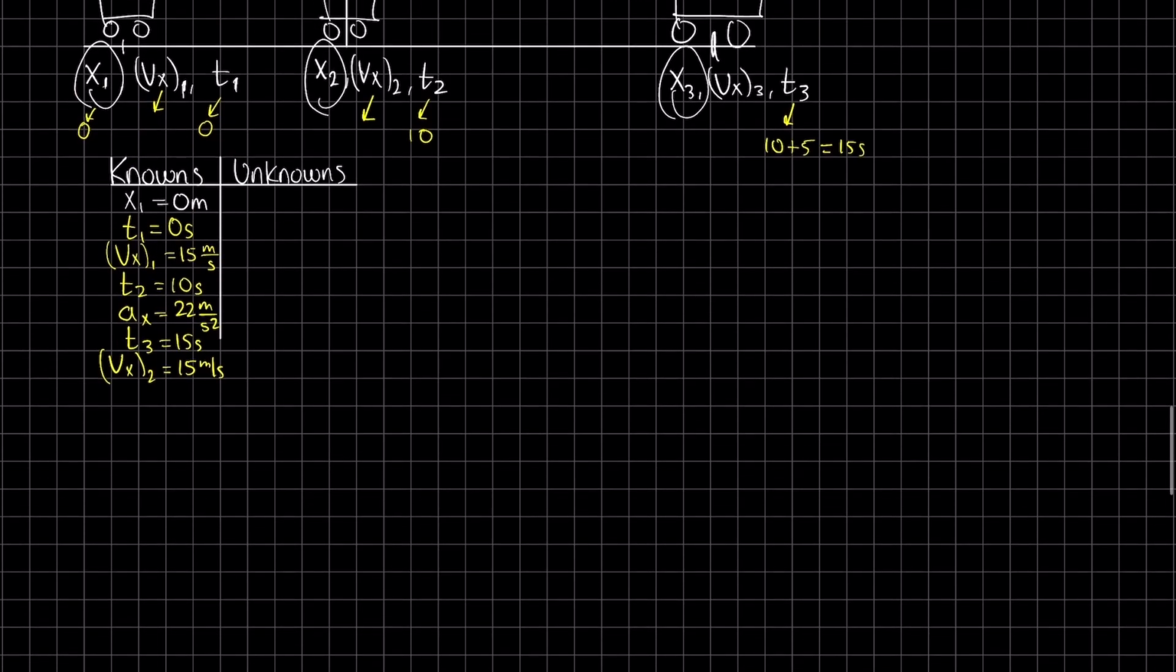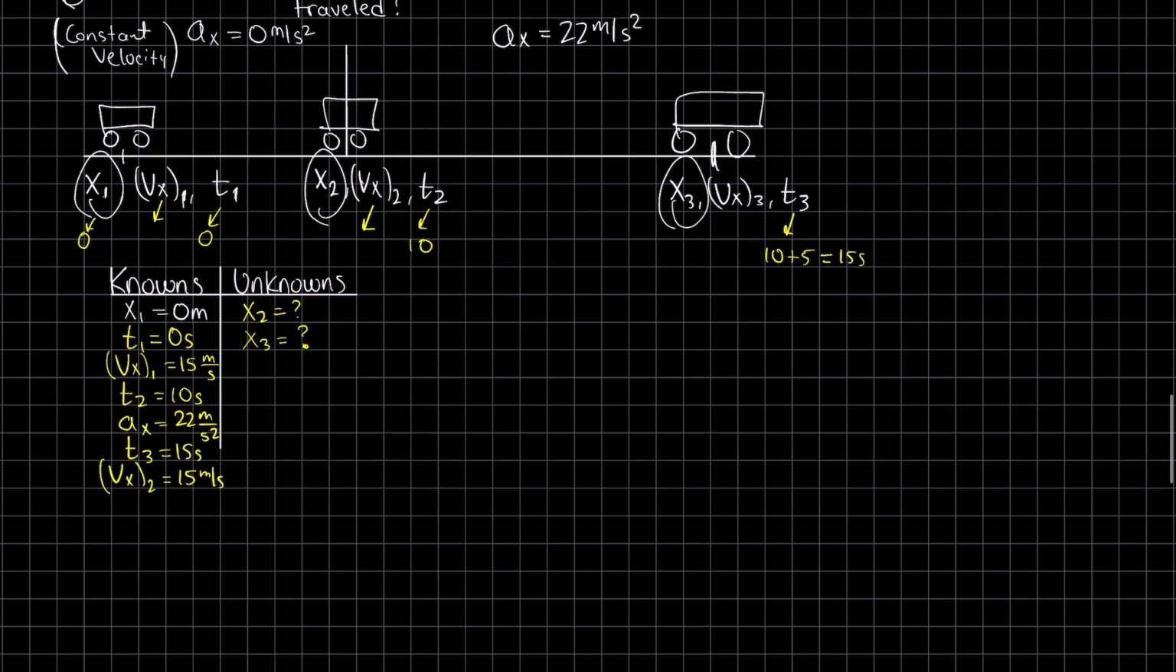Now what we're trying to find is that we need to know what x2 is and what x3 is. Vx3 is something that we don't know, but it's also something that we don't need to find out, because it's not going to answer the question that's being asked of us. Okay, so I need to find the distance from x1 to x2. Since this is uniform motion, there's no acceleration, so I can use this equation to do that.